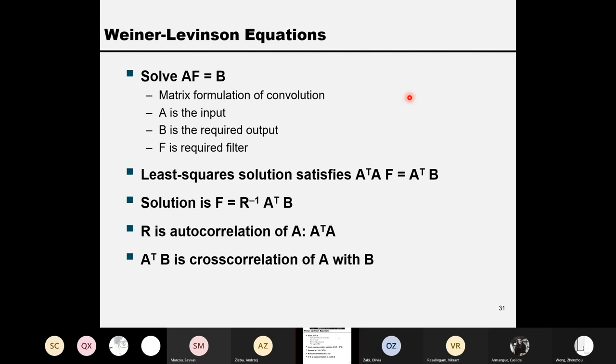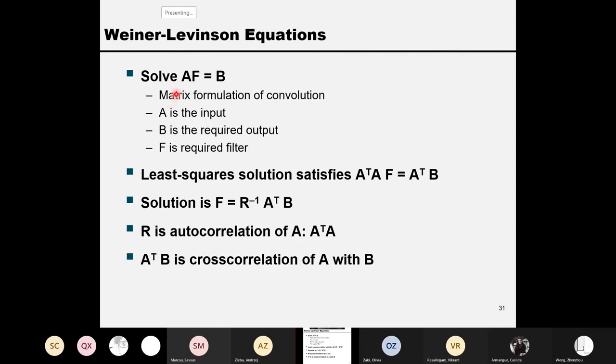As I said, in seismic data processing, to find the filter F here, most likely we solve a Wiener equation. We call it the Wiener-Levinson equation. The Wiener means the form of the equation. Levinson means the way to effectively solve this equation. Okay, so we put them together. The Wiener equation is AF equals B. So A comes from the original seismic data, but you put it into a matrix. And F is the filter. The right hand side is the desired output.